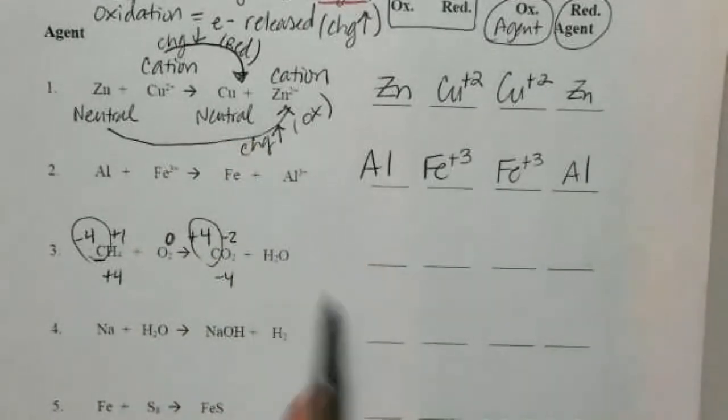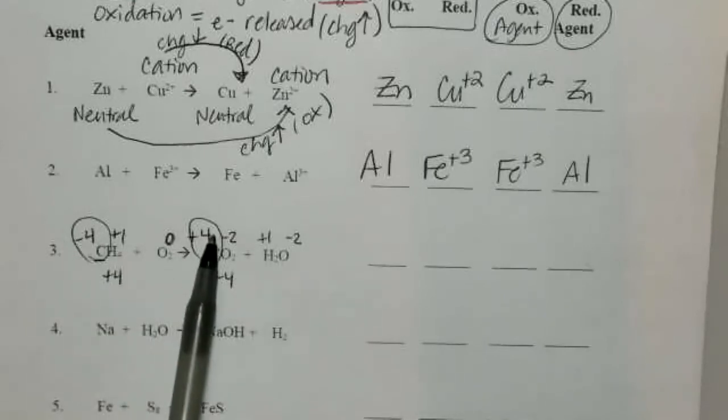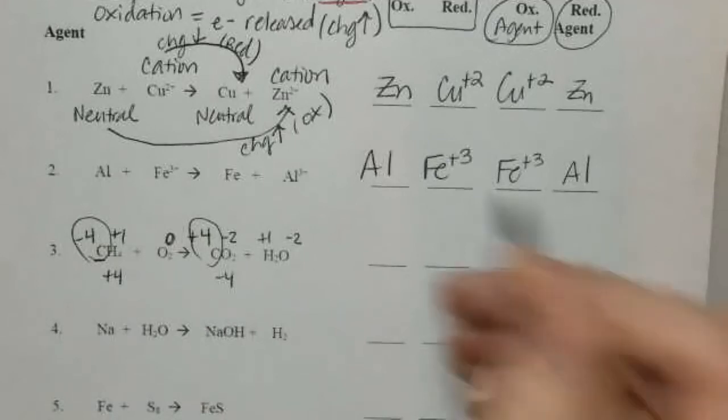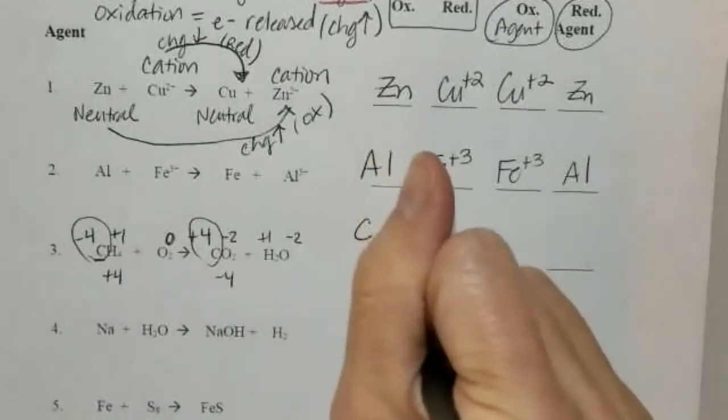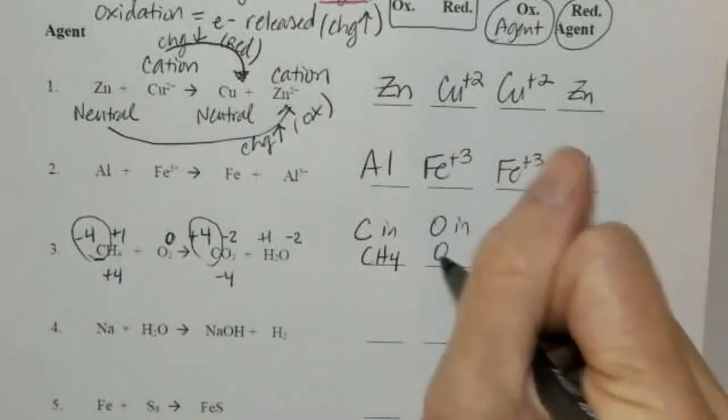And in the water molecule, hydrogen is a +1, oxygen is a -2. All right, so when I look at this, what substance was oxidized? Oxidized means that you have lost electrons, you've lost negative particles, so your charge has gone up. So -4 up to a +4, that carbon is definitely the one that's oxidized. So the carbon in the CH4 is oxidized. What is reduced? Oxygen went from a 0 to a -2 on the product side. So the oxygen in the O2 is reduced.